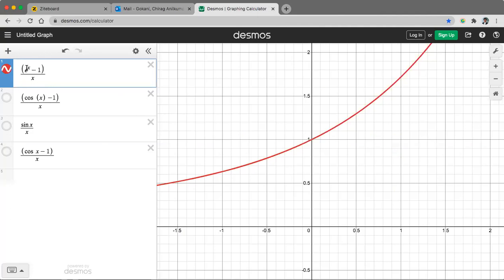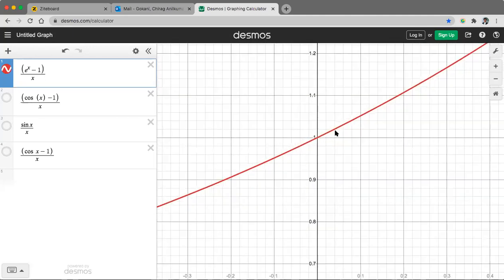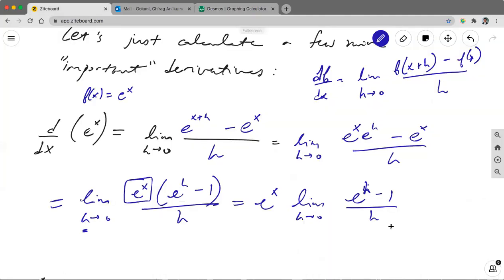So imagine this at h, right? And so this is my h axis. And as h goes to 0, what does my function equal? As h goes to 0? 1. And so this entire limit is just 1. And so what is my derivative?